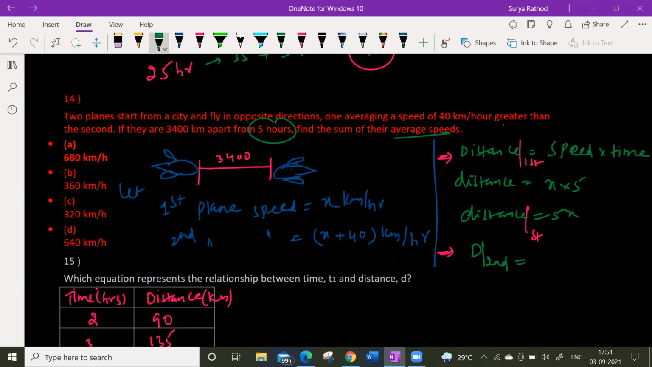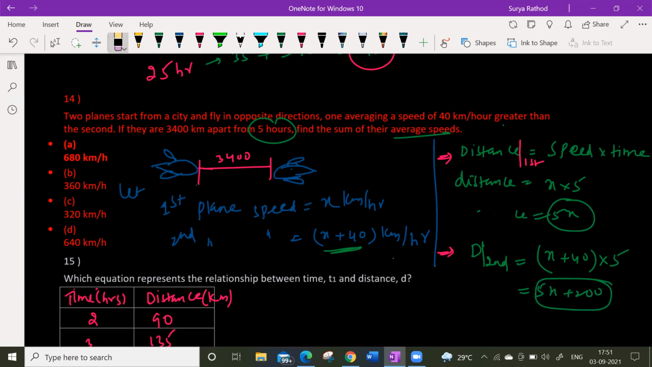Which means speed into time. What is the second distance? Speed is x plus 40, into time 5. So 5x plus 200. This is the second one, and this is the first one. Clear? Or else you simply write d1, which means distance of the first plane, and d2 means distance of the second plane. Clear? Any doubts till this?